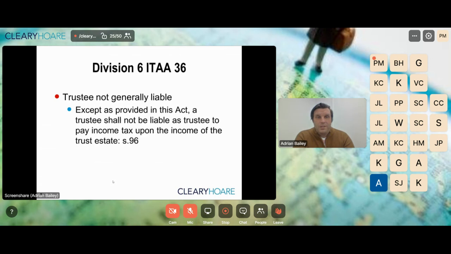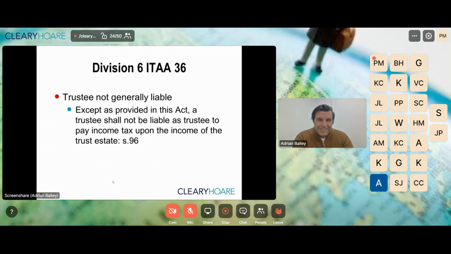So jumping into Division 6 to begin with, that's the main division within the Income Tax Assessment Act 1936 that deals with the taxation of trusts. First off is that the trustee is not generally liable except as provided in the Act. So there are provisions within the Act that make the trustee liable for tax, but the whole rationale behind trust taxation is that they are meant to be a flow-through entity, and it's the beneficiaries of the trust who are meant to pay the tax.